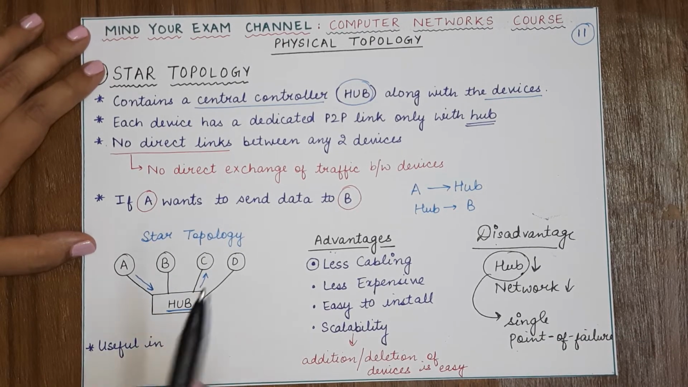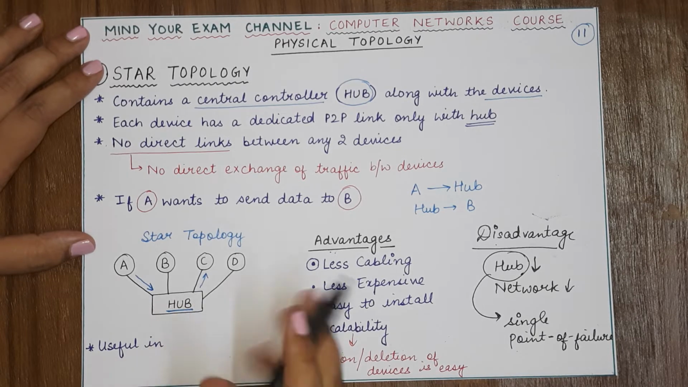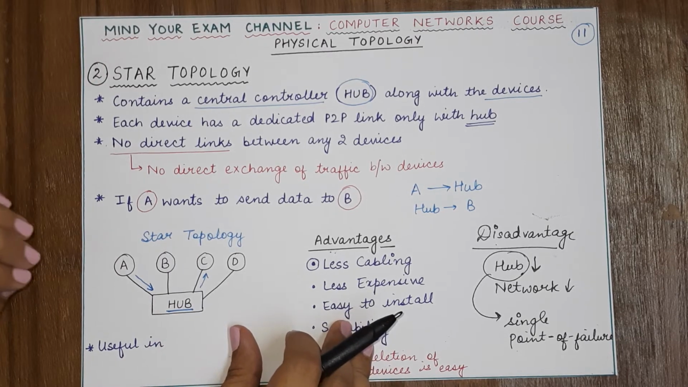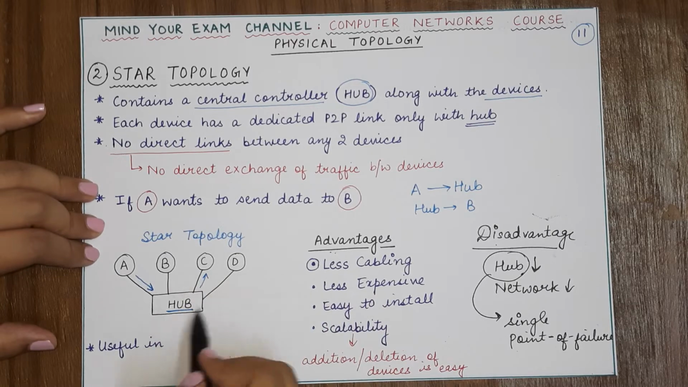So basically, having a central authority gives you advantages, but at the same time, complete dependency on this central authority, the central controller, the hub, will make the topology very risky in case the hub stops working.